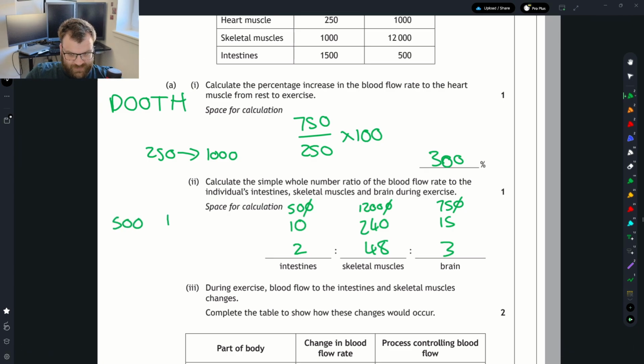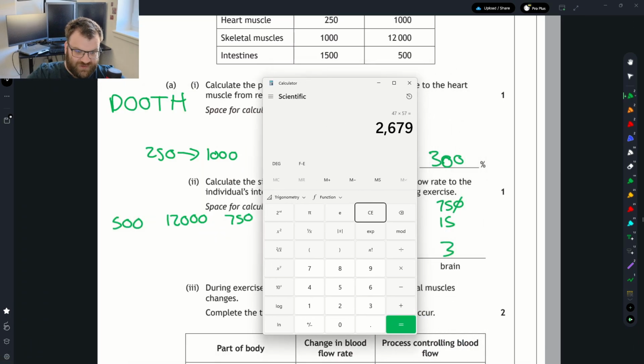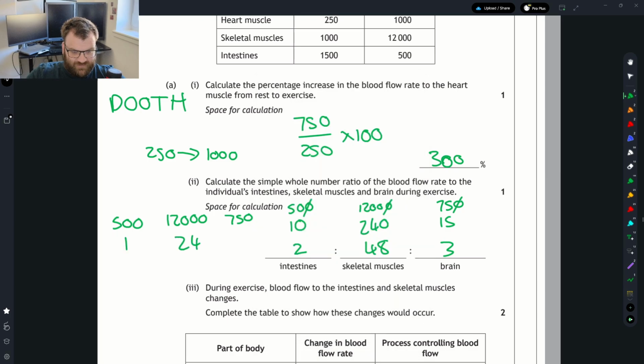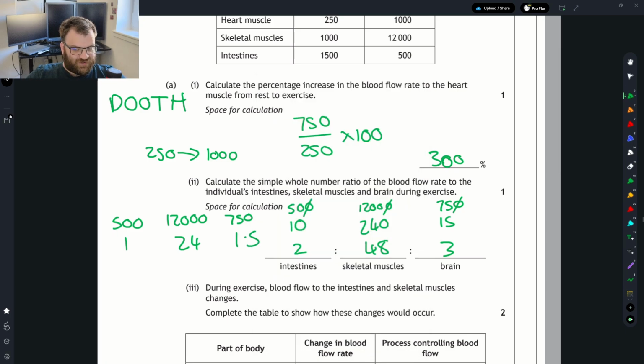Another option, to be honest, probably my usually preferred option, but make this a wee bit more tricky, is divide them all by the smallest number. So we get 500 divided by itself will just be 1. 12,000 divided by 500 gives you 24. So 1, 24. And 750 divided by 500 gives you 1.5. Now that is simple, but it's not a whole number ratio. If you double them all up, times them all by 2, that does get you to the correct answer.